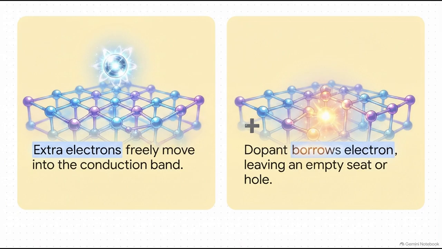When a dopant atom with one less valence electron joins the silicon lattice, it essentially borrows an electron from a neighbor, leaving behind a vacancy. We call this vacancy a hole, and it acts exactly like a positively charged particle cruising through the crystal.